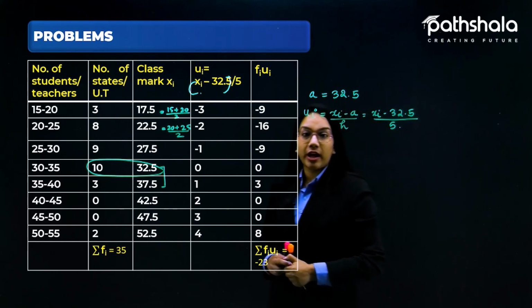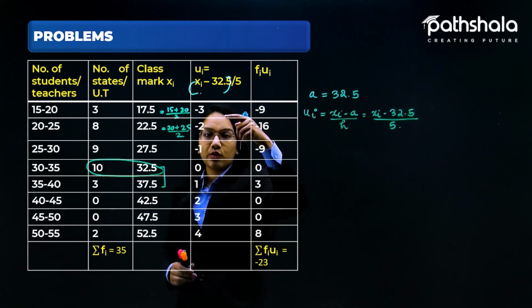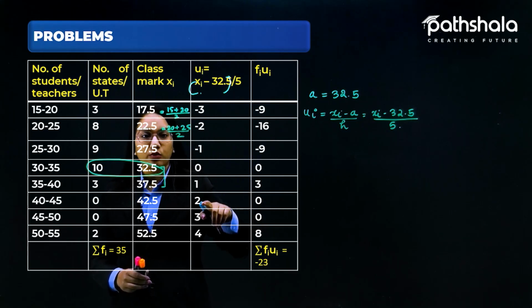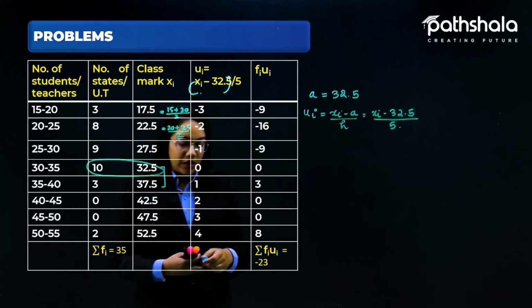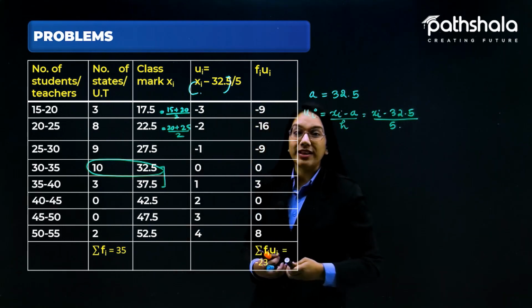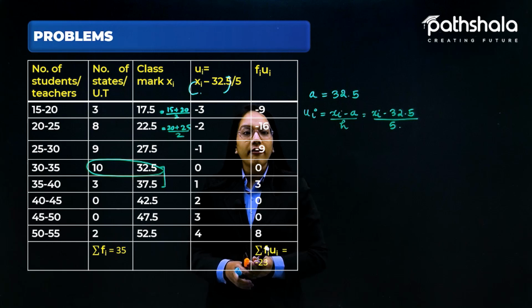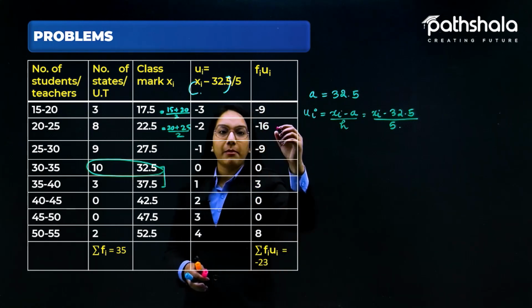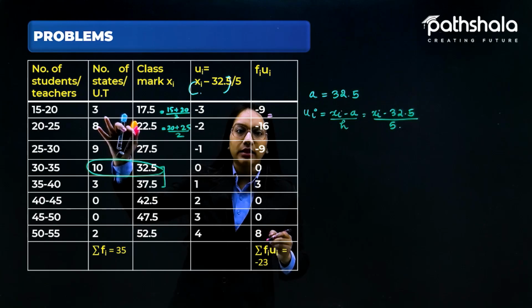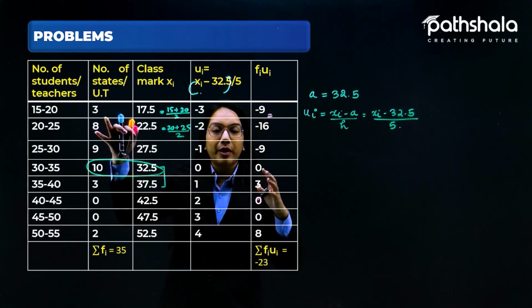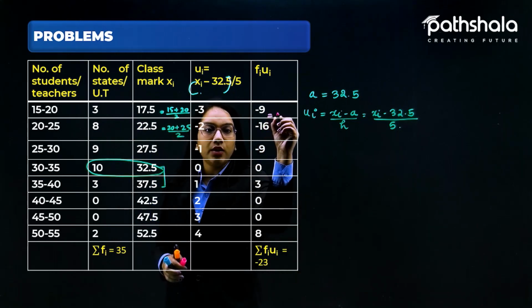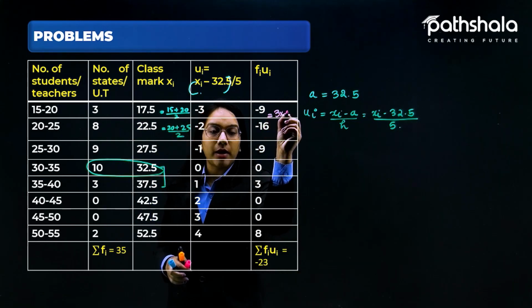After plugging in all the xi's over here, we are getting the answer as minus 3, minus 2, minus 1, 0, 1, 2, 3, 4, and so on. Now the next column is the multiplication of the frequencies with the ui. The frequency is 3, and with respect to it ui is minus 3. So 3 into minus 3 is minus 9.